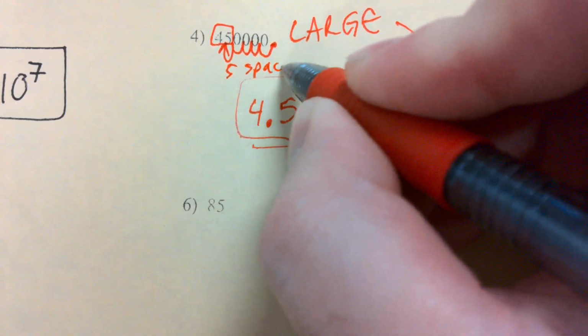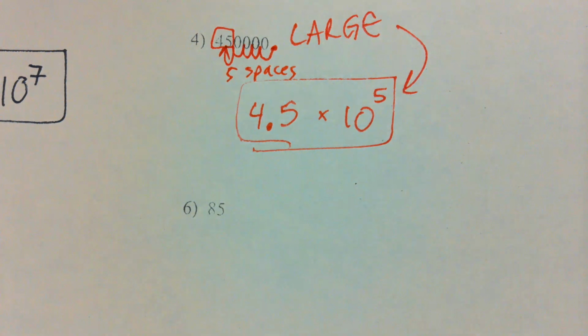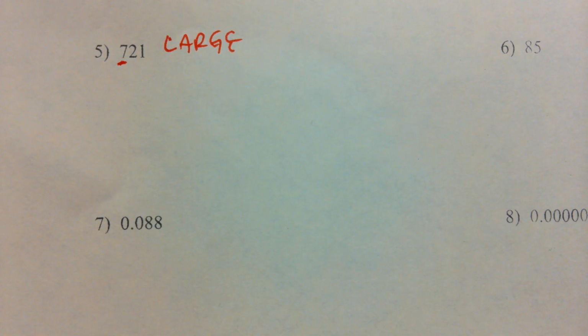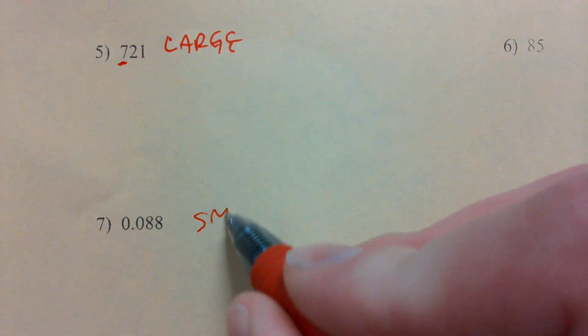5 spaces. All right. What if we have something like number 5 down here? 721. Is that large or small? Small? No, large. It may be smaller than 450,000, but it's large because it doesn't start with a 0. Anytime we start with a whole number, it's going to be a large number, right? See, number 7 starts with a 0. That's going to be a small number. We'll get to that.